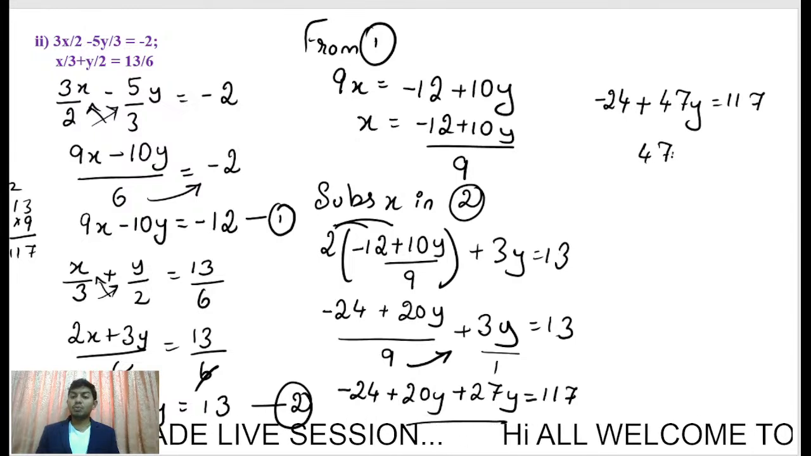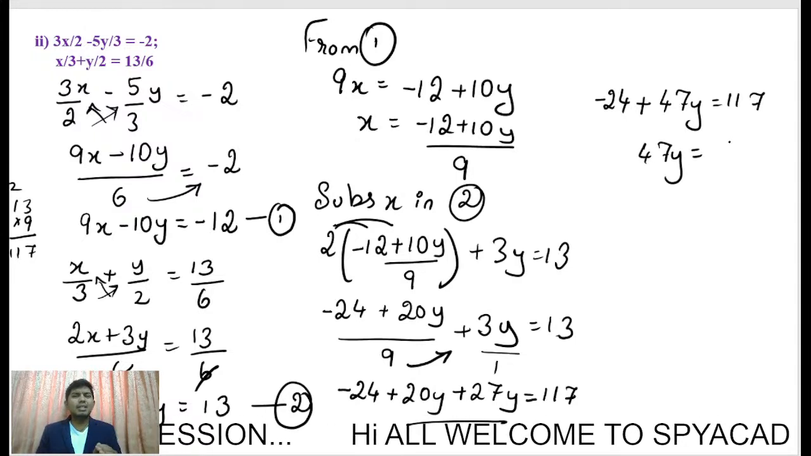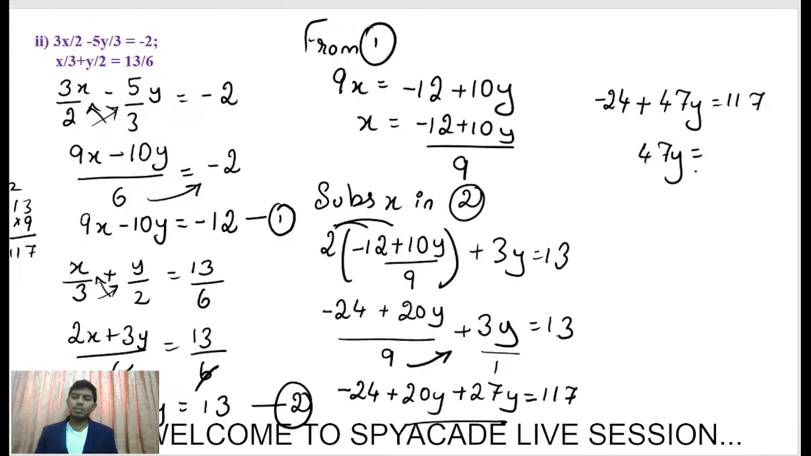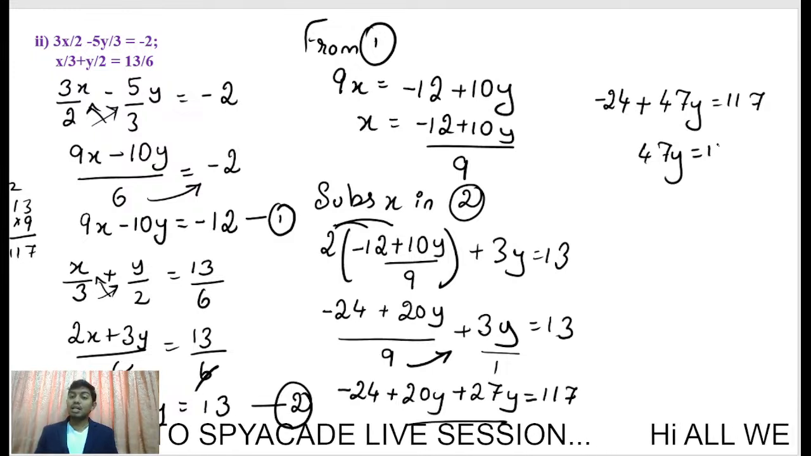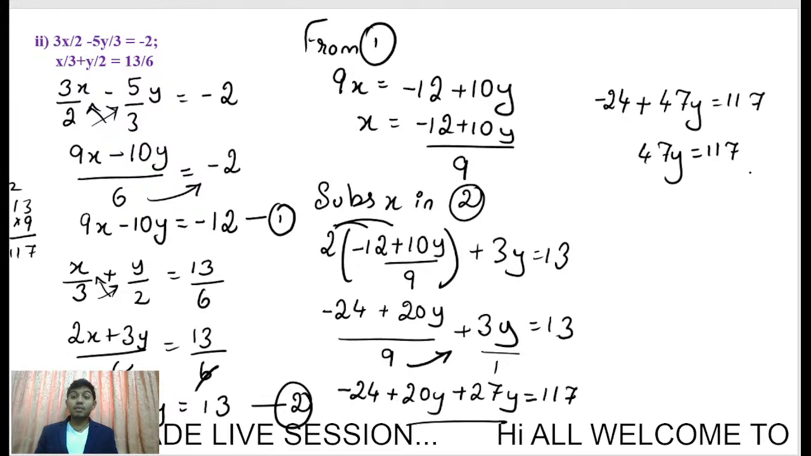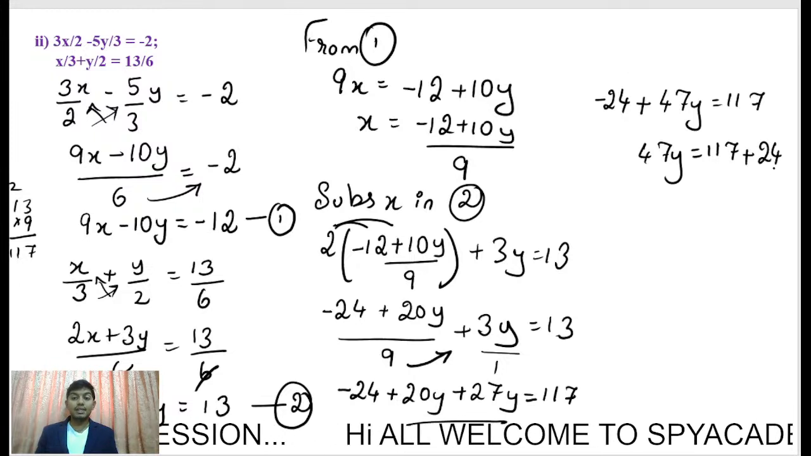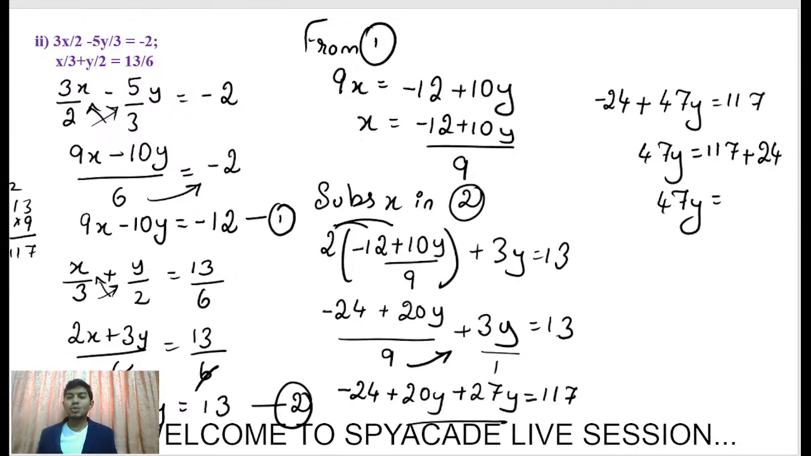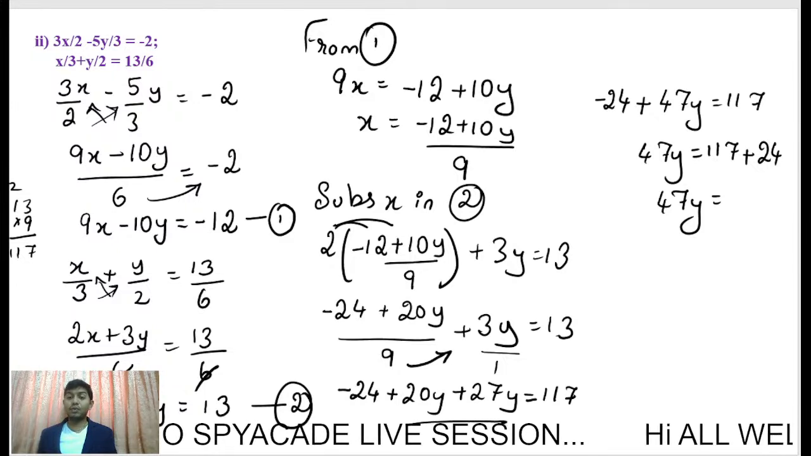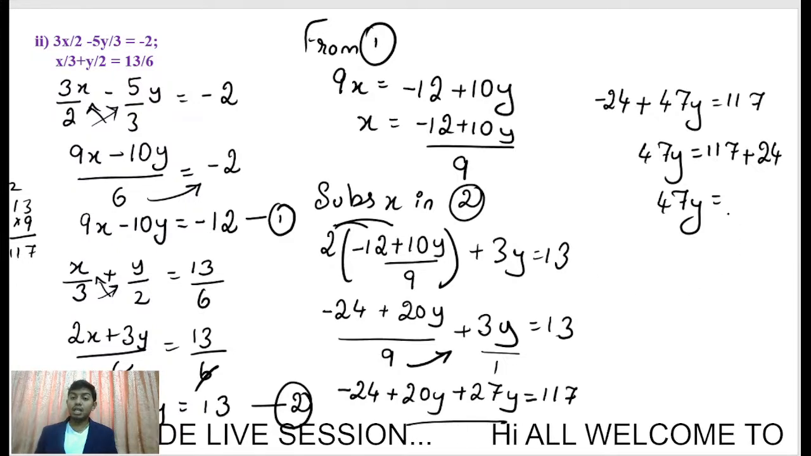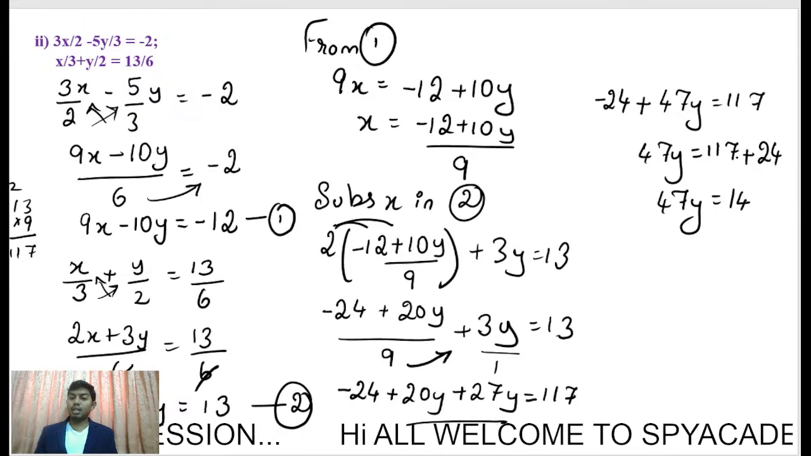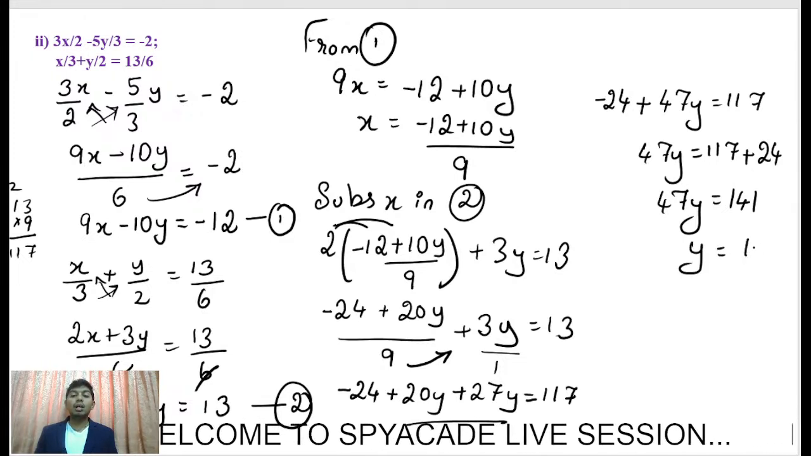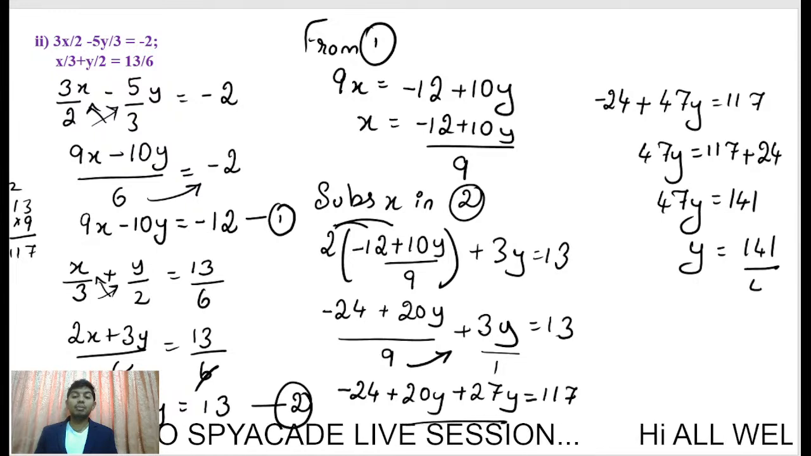So 47y is equal to, always keep the term where you have the variable on the left side. That will be a bit easy. So keep this 47y as such, and then here 117. Minus 24 will come to the other side, it will become plus 24. So 47y is equal to how much? 117 plus 24, which means 141, right? 130, and then 11, 141. So y is equal to 141 divided by 47.